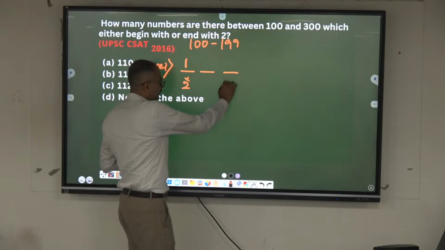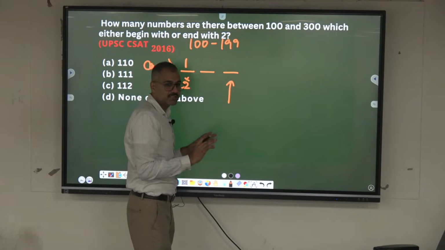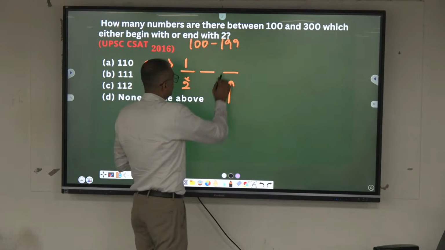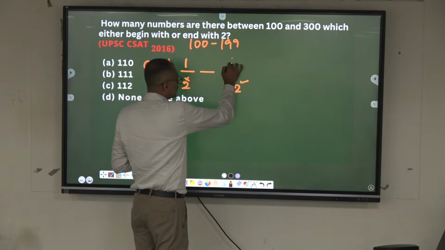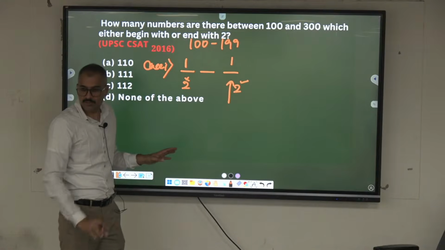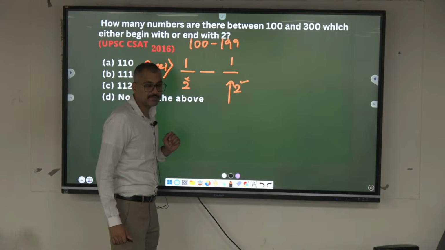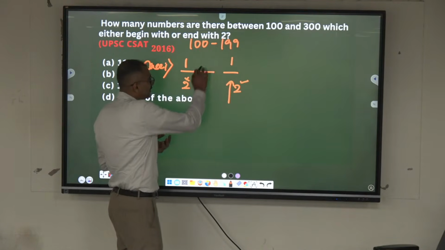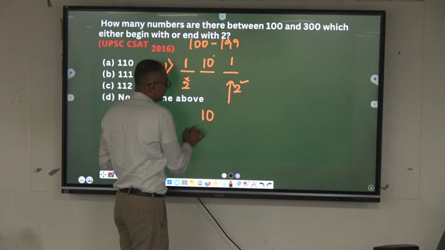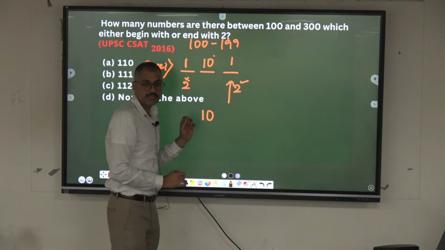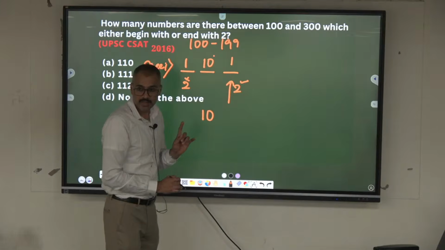Come to this part. What has to come here? I'll assume that 2 is there. Let's say 2 can come here. How many choices? Only one choice. For this position, how many choices are there? 10 choices. 2 can repeat. So how many such numbers are there? 1 into 10 into 1, which is 10 such numbers. Okay, case number 2.